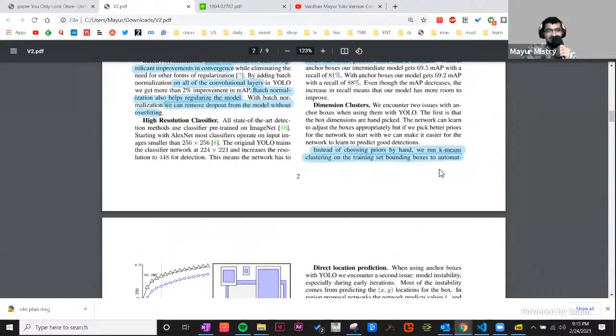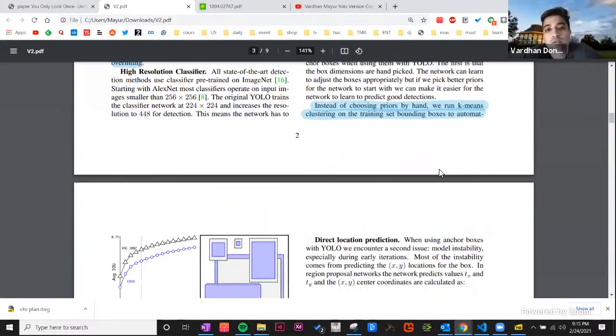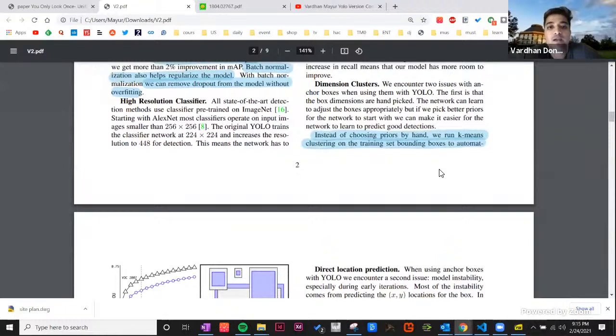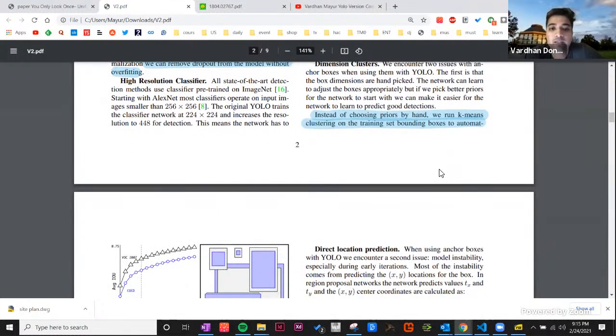Oh, anything about dimensional clusters? Sure. So basically what happens with anchor boxes is that you need priors, some initial dimensions to begin from for the anchor boxes. Let's say for each grid cell you decide to have k anchor boxes, and each anchor box has a different size and aspect ratio. So one question is, what sizes should I choose? Can I just choose those sizes randomly?